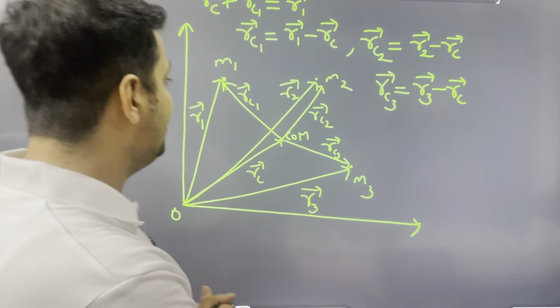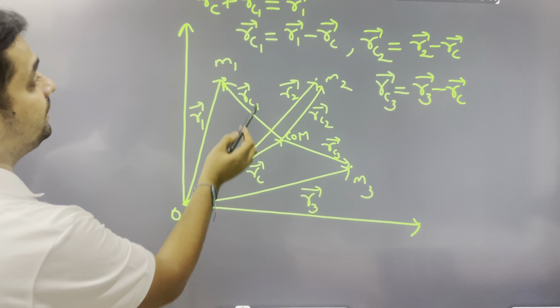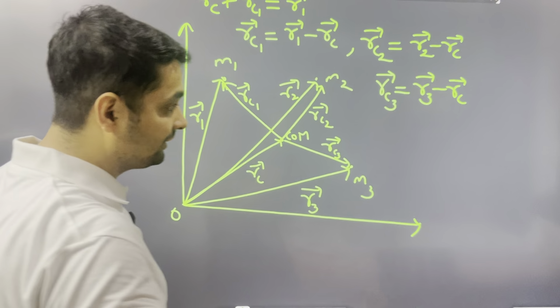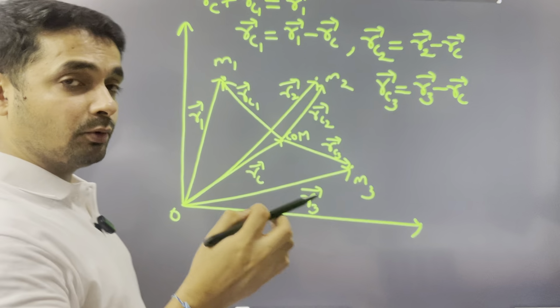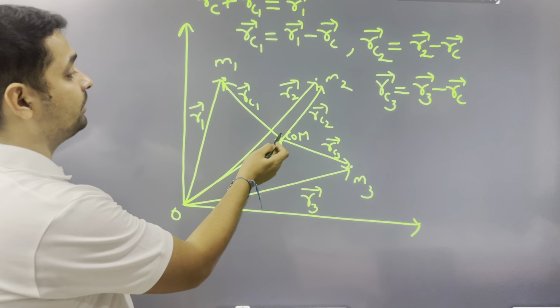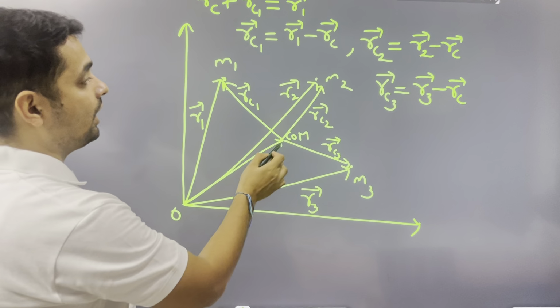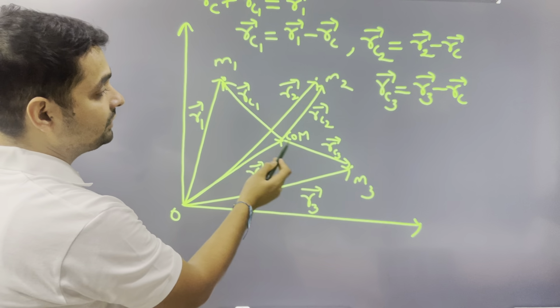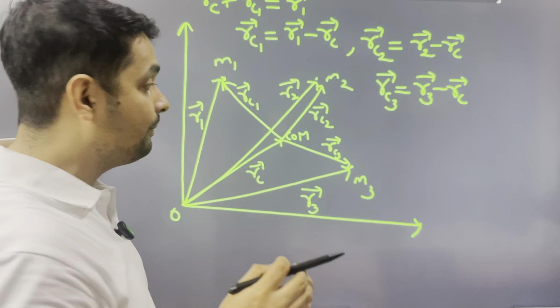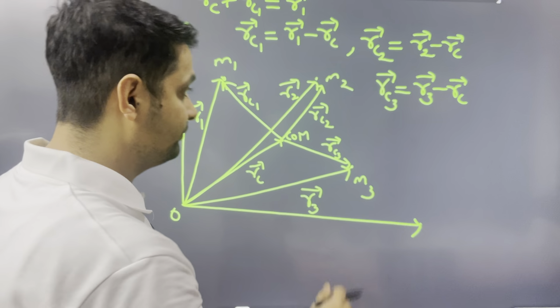Correct? So here, if I consider this center of mass as a reference, what will be the mass moment of M1, M2 and M3? As I discussed just now, the mass moment is a product of what? Mass and the position vector. So with respect to the center of mass, what is the position vector of M1? RC1 vector. What is the position vector of M2? RC2 vector. What is the position vector of M3? RC3 vector. So we will write the mass moment of each, add them, and equate it to 0.